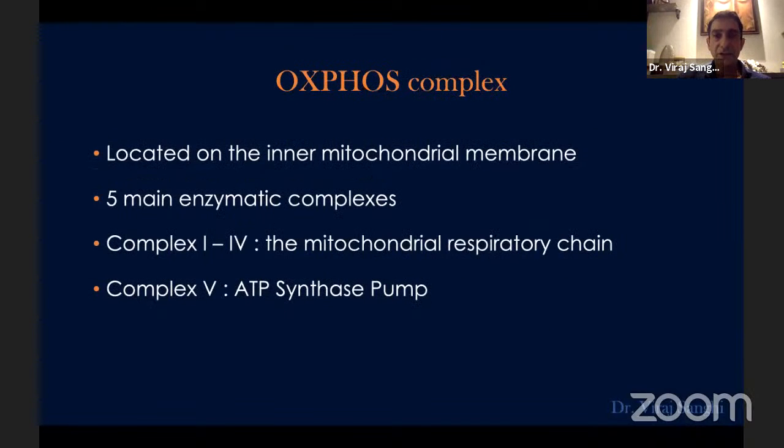Now, what is this OXPHOS complex, or what is oxidative phosphorylation? This complex is located on the inner mitochondrial membrane. As we talked about in the previous slide, it's a double membrane, and on the inner mitochondrial membrane you have the OXPHOS location. There are 5 main complexes that you must keep in mind. Complexes 1 to 4 are involved with the mitochondrial respiratory chain, and complex 5 is the ATP synthase pump. I think this is sufficient for you to know about the OXPHOS complex.